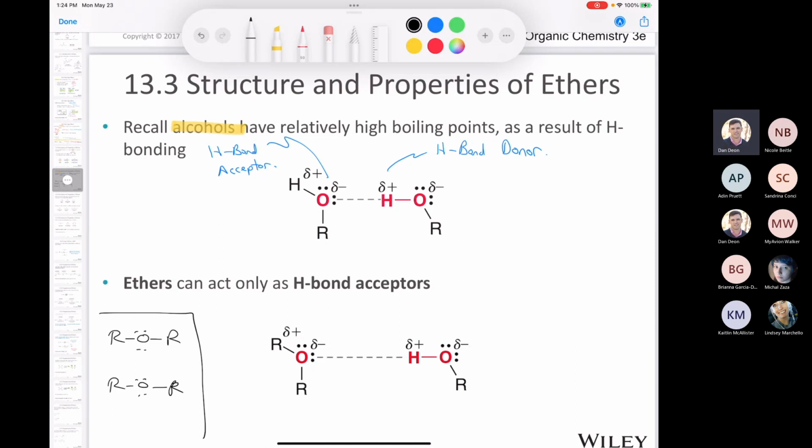that can happen between the two, because yes, there's oxygens, but there's no oxygen hydrogen bond, and therefore the only intermolecular forces that are going to be experienced between two ethers are London forces and dipole-dipole forces, no hydrogen bonding.